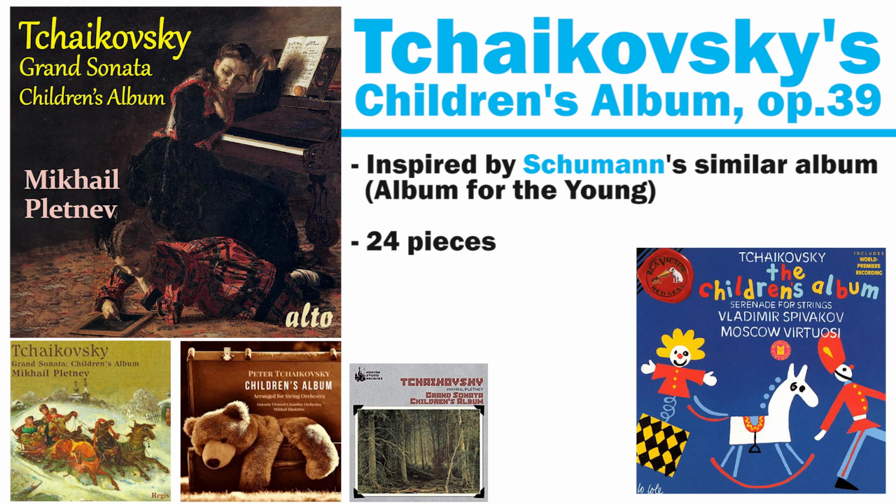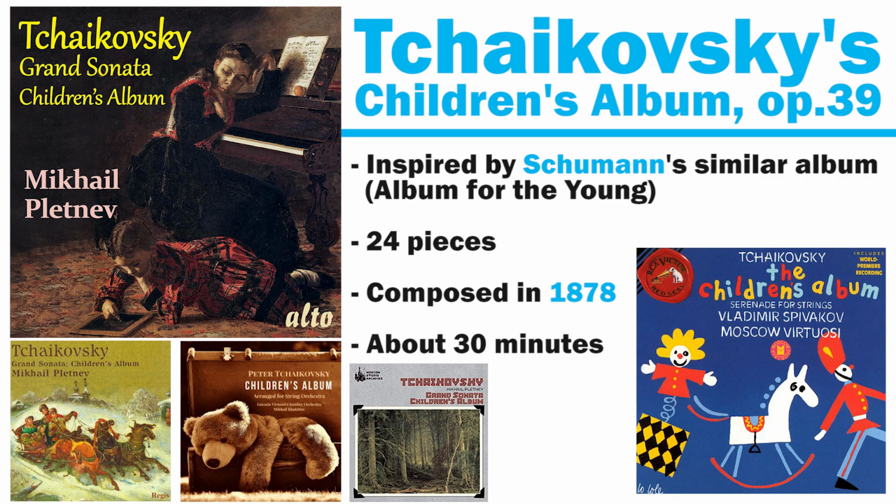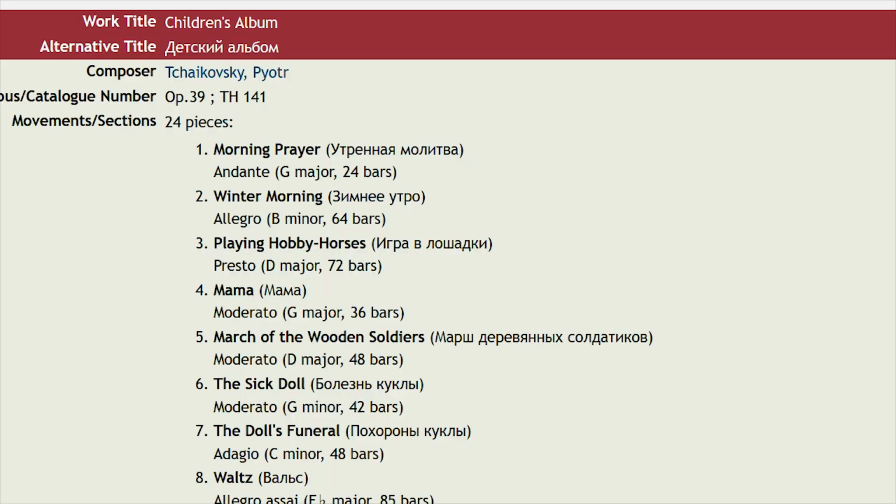This collection has 24 pieces. It was composed in 1878. And if you played all of the short pieces in this album start to finish, it would only take you about 30 minutes. Like Schumann, Tchaikovsky thought that there wasn't really much in the way of good children's music for piano. So because of that, he just decided to write his own collection.